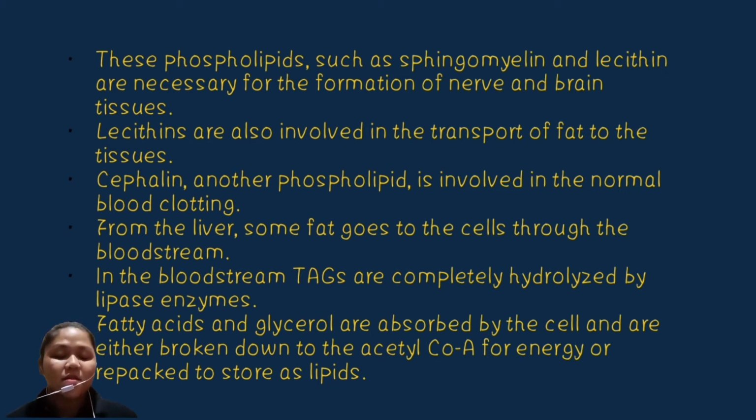So lecithins are also involved in the transport of fats to the tissues. Cephalin, another phospholipid, is involved in normal blood clotting. So you see, from lipid metabolism, we have gone to the involvement of blood in making nerves, and then tissues, and then blood clotting. There are actually different processes, not just one process, involved in lipid metabolism.